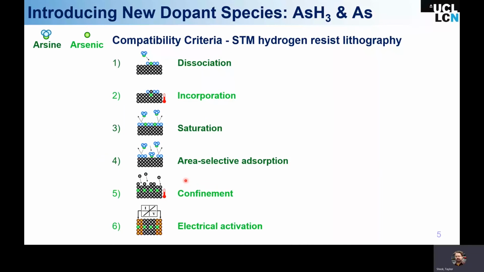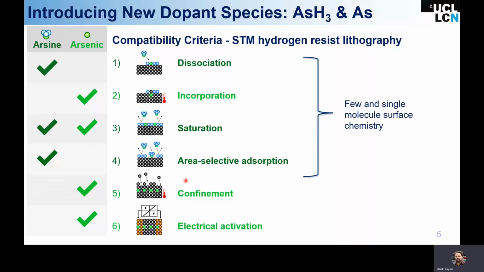So when we're introducing any new dopant, it turns out that there are 6 criteria that must be met by the precursor and/or the dopant itself. And I'm going to show you that arsine and arsenic meet all of these criteria. We'll focus on the first 4 in particular, which require an understanding of the few and single molecule surface chemistry.